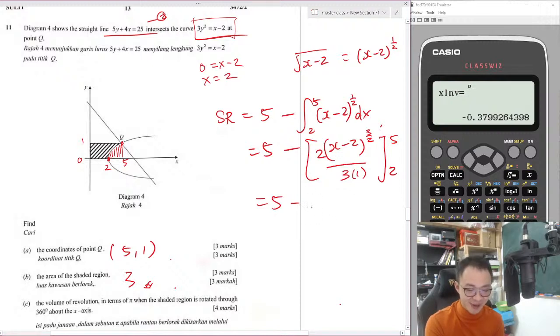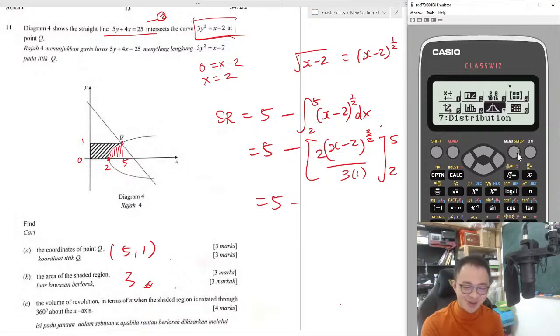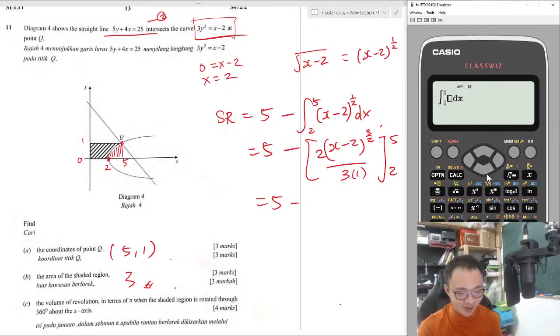I'm a bit lazy. But never mind, let's do it, but let's use a calculator to do it. Well, in this case, please do y-axis, okay? Don't do x-axis. It's a bit challenging here. So x minus 2. And then power 1 over 2. And then from 5 to 2.